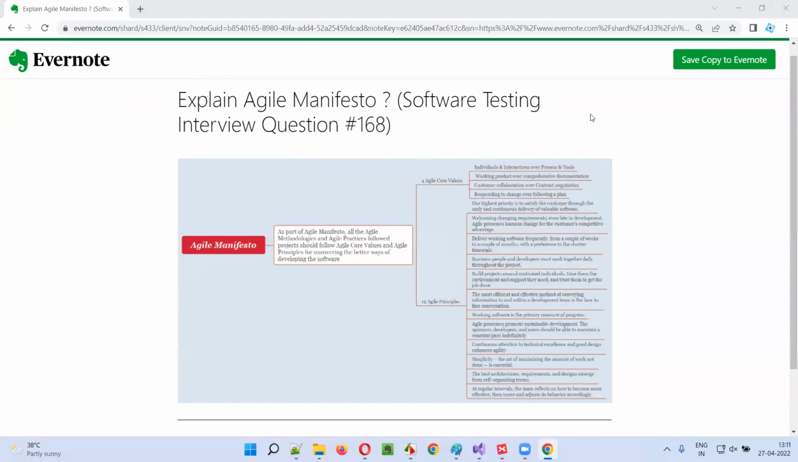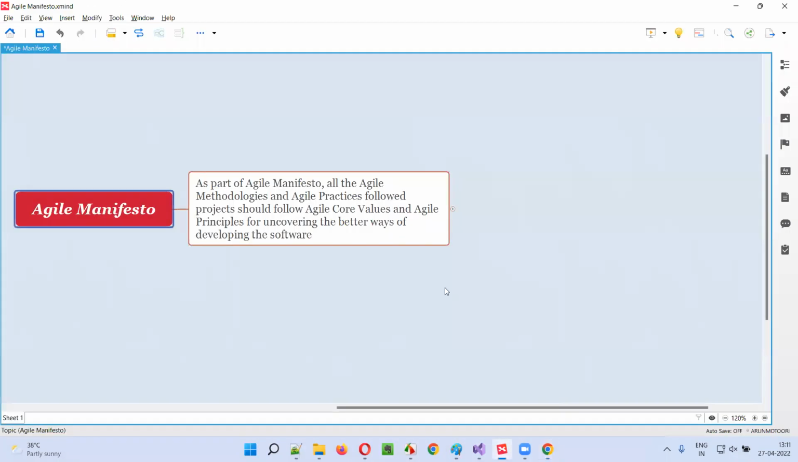In this session, I'm going to answer software testing interview question 168, that is, explain Agile Manifesto. Let me answer. Like any political party having a manifesto before elections, similarly, Agile also has a manifesto which comprises 4 Agile core values and 12 Agile principles.